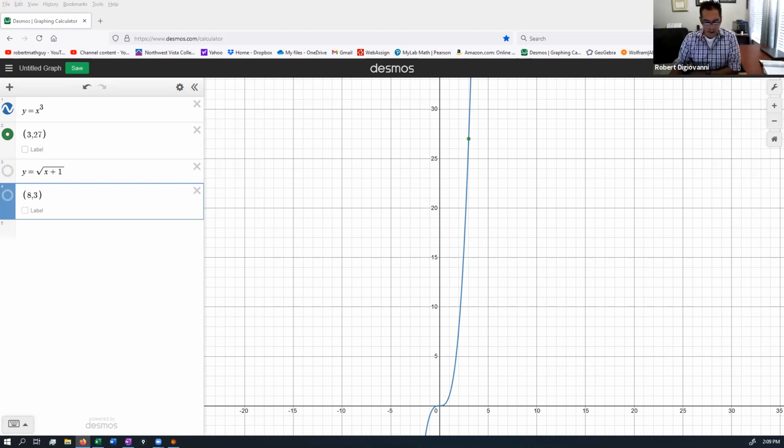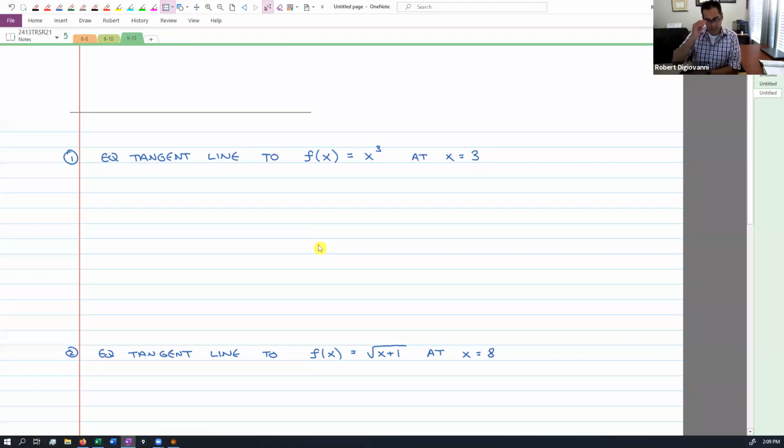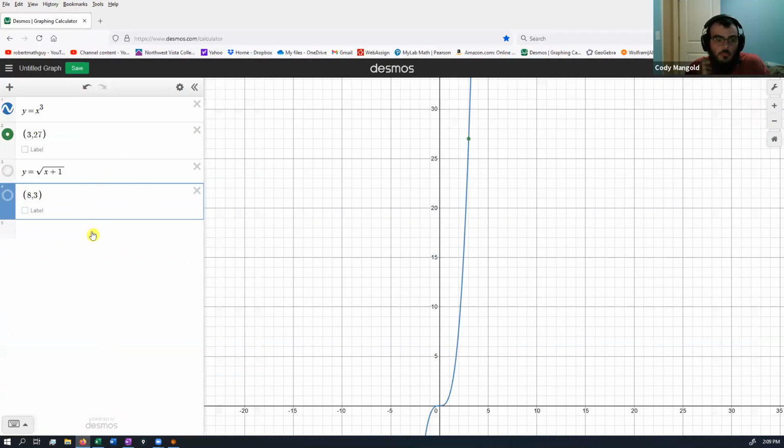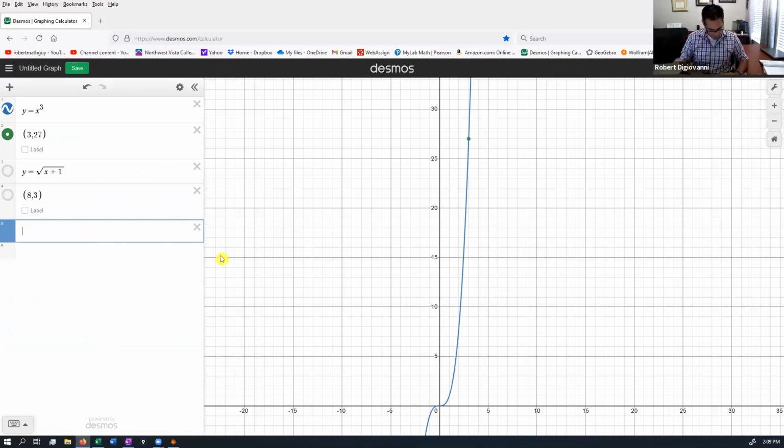Okay, I think everyone's back here. All right. So, who would like to volunteer the final answer for number 1? We got y is equal to 27x minus 54. 27x minus 54. Is that what you said? Yes, sir. Okay, I've already graphed it here. So let me do this. Y equals 27x minus 54. Looks right. That looks good.